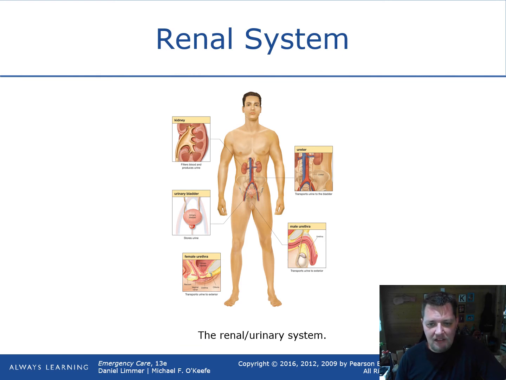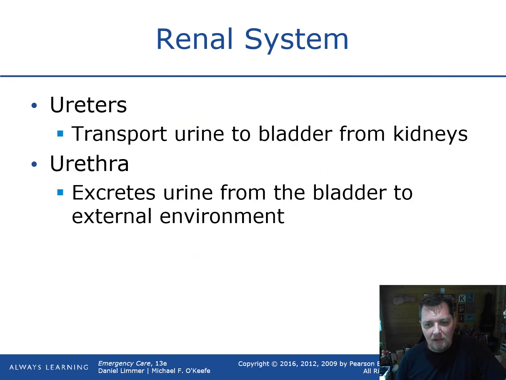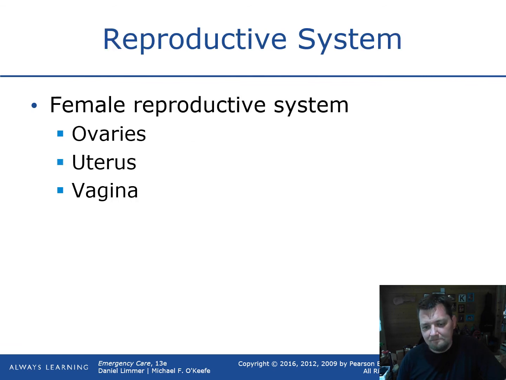Okay, so again, what goes into the renal system is the kidneys, the ureters, your urinary bladder, the male urethra, and the female urethra. So ureters transport urine to the bladder from the kidneys, and the urethra excretes the urine from the bladder to the external environment, to the toilet.